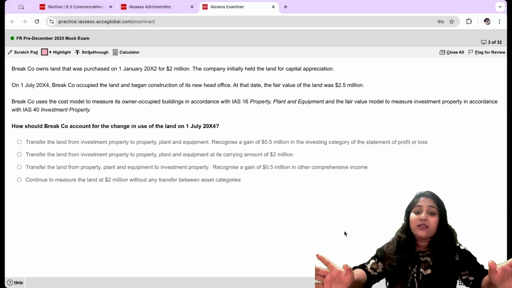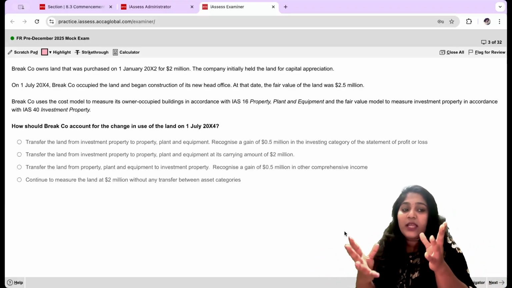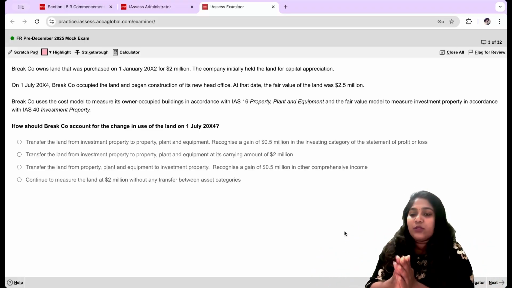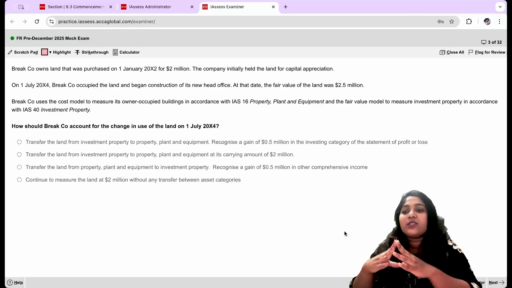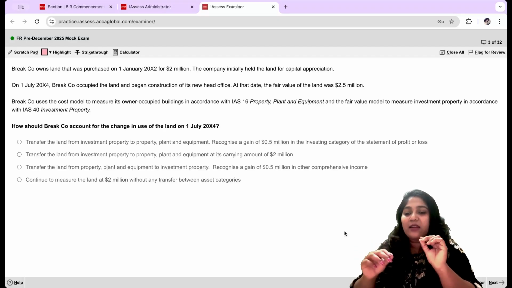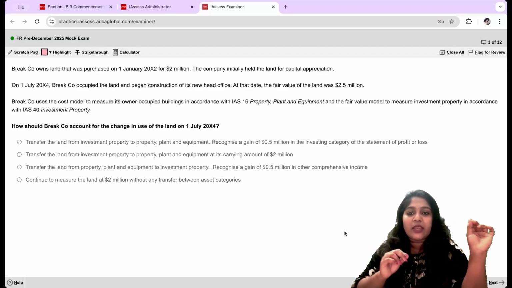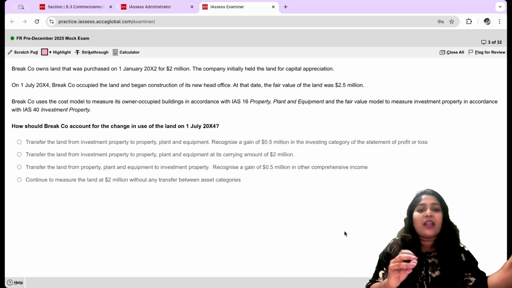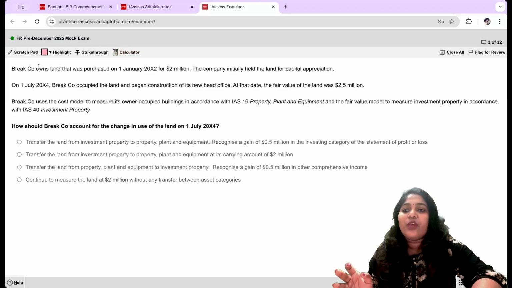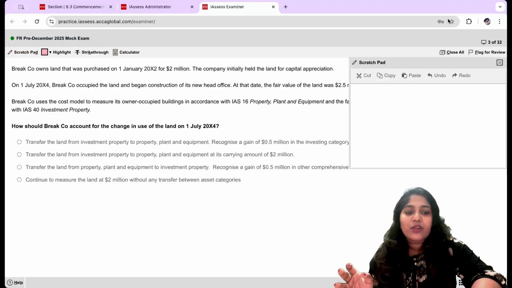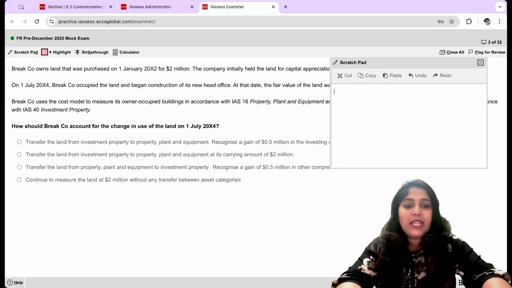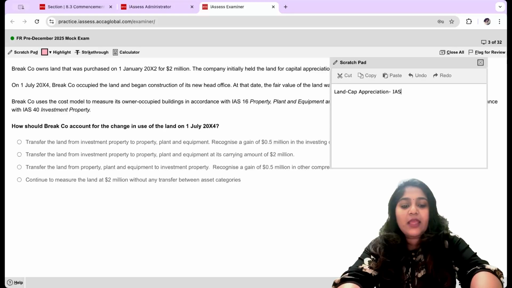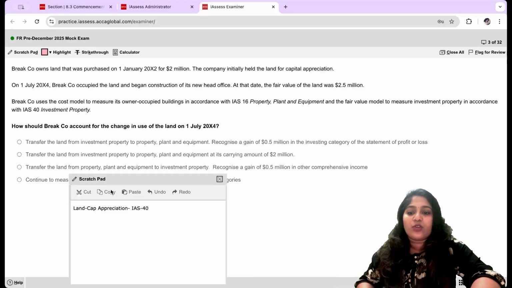Now, again a theoretical question, but looking at the question, you feel it's theory. It is not, most of the times. Okay, look at the next one. Brake company owns land that was purchased on 1st January 20x2 for 2 million. The company initially held the land for capital appreciation. So we all know, if the land is held for capital appreciation, we should call that IAS 40 investment property, as far as I know.